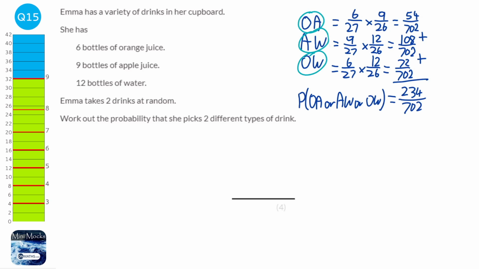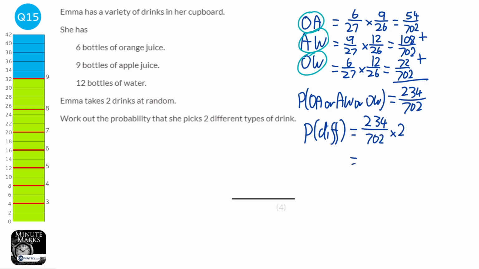Now, I said we would deal with the reverse situations now. I'm going to deal with that now. And as I said, OA is going to be equal to AO, AW is equal to WA, and OW is equal to WO. So all we need to do to find the probability that the drinks are different is get the 234 over 702 and just double it. And we can do that by just doubling the numerator, so 468 over 702. That cancels down to 2/3, so there is a 2/3 chance that the drinks will be different.